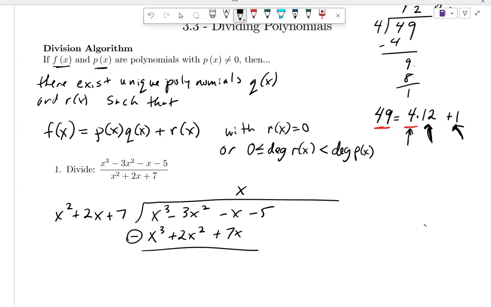Okay? Now, I got to be careful. Be careful with your signs. I've got to subtract this whole thing, right? So this minus sign here has to distribute to each piece. Okay? So we'll have x cubed minus x cubed. That better go away. Your degree should be going down each time. Okay? Negative 3x squared minus 2x squared gives me negative 5x squared. Negative x minus 7x gives me negative 8x.